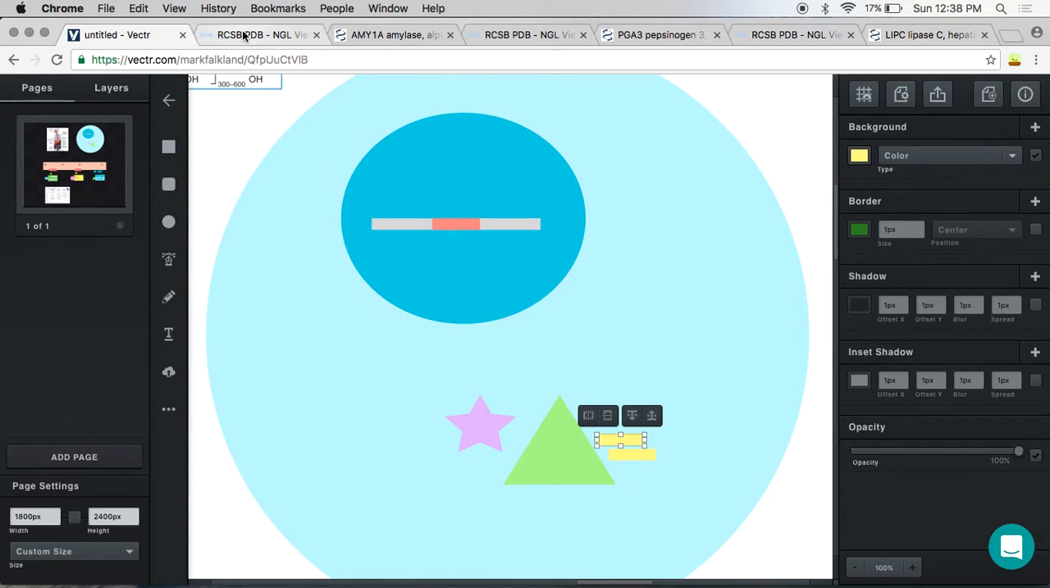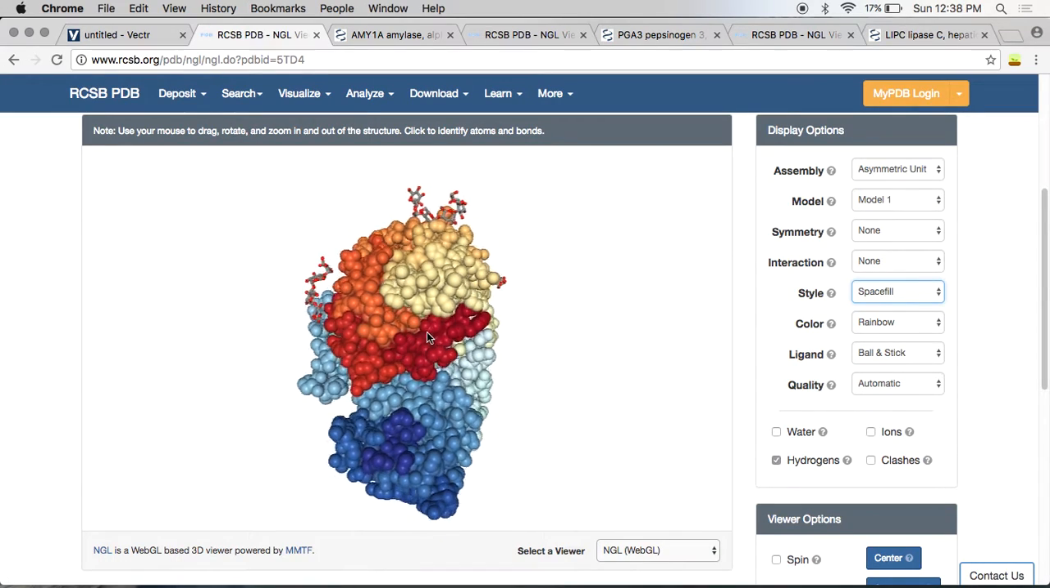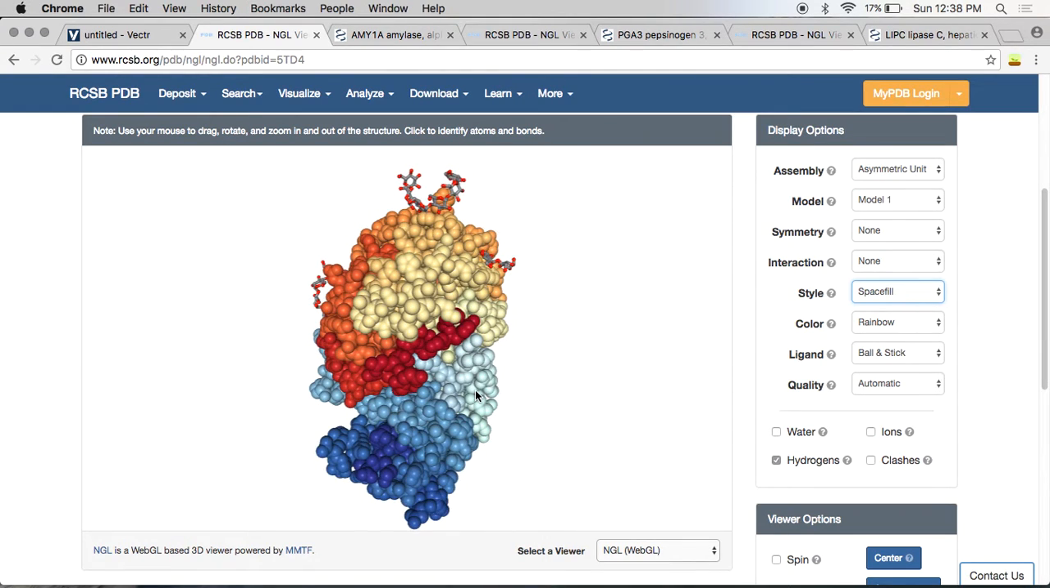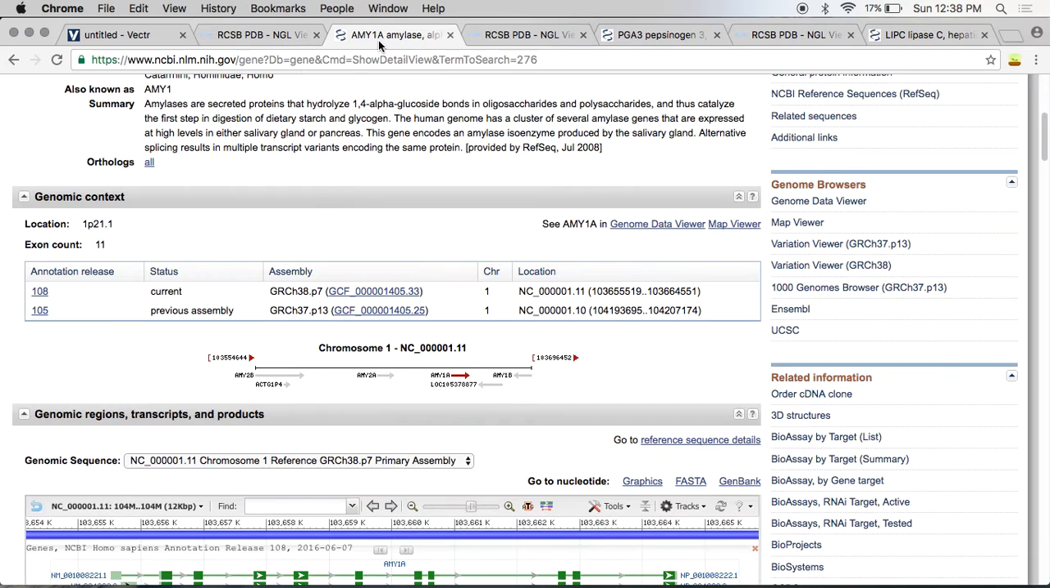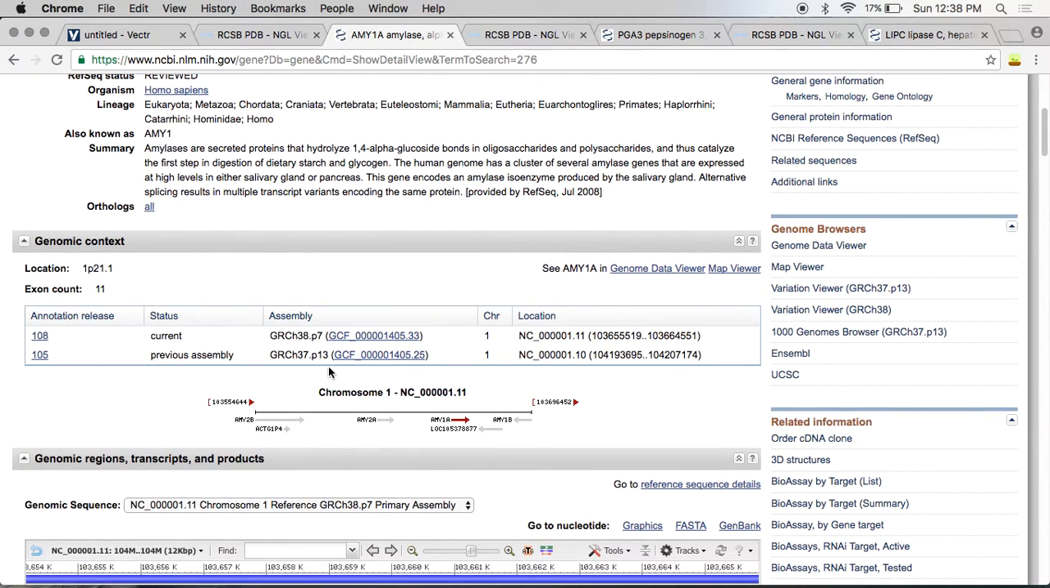And you can see here, this is a better look at the actual structure of the protein amylase. And we can see on this page that the gene we're looking at is on chromosome 1, because the human genome's all mapped out. So the amylase gene lives on chromosome 1.